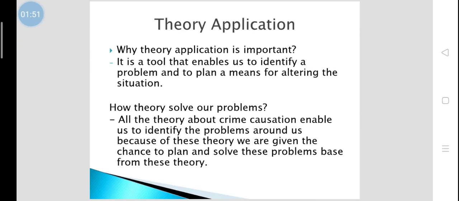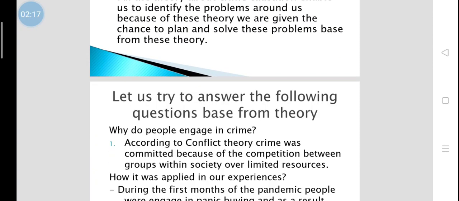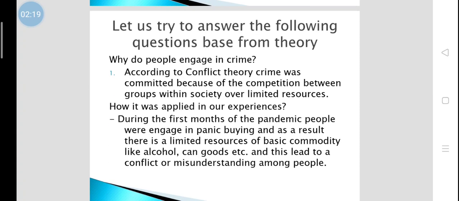Why is theory application important again? Because it is a tool that enables us to identify a problem and to plan a means for altering the situation, how to resolve our problems. All the theories about crime causation enable us to identify the problems around us. Because of these theories, we are given the chance to plan and solve these problems. So let us try to answer the following question based on theory: Why do people engage in crime?